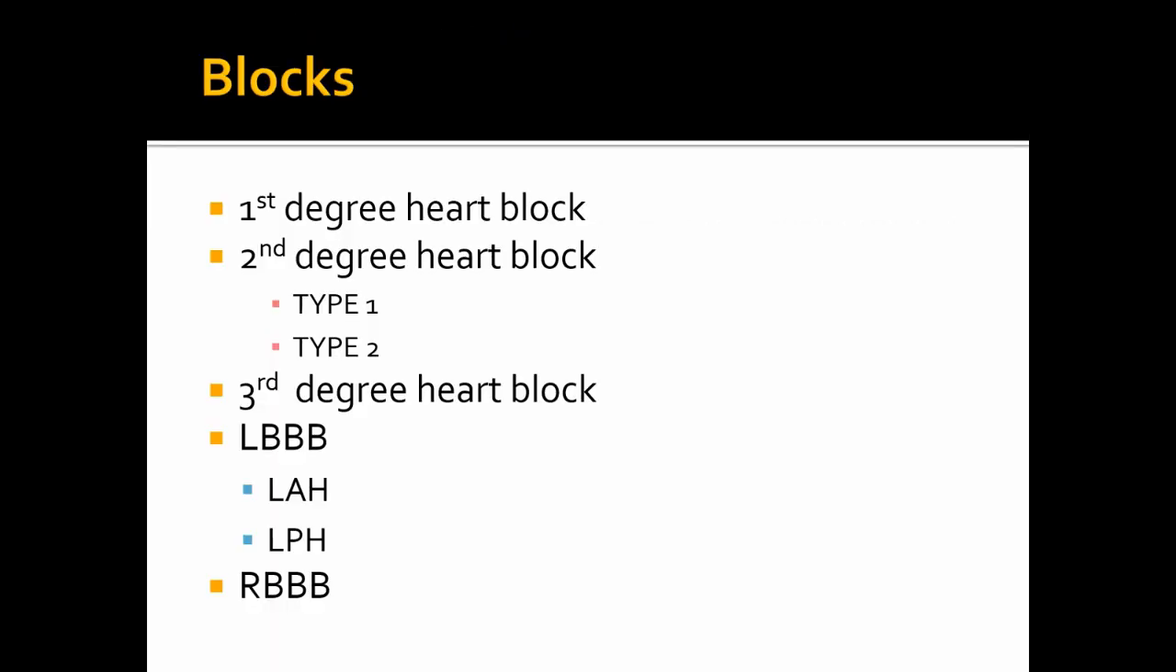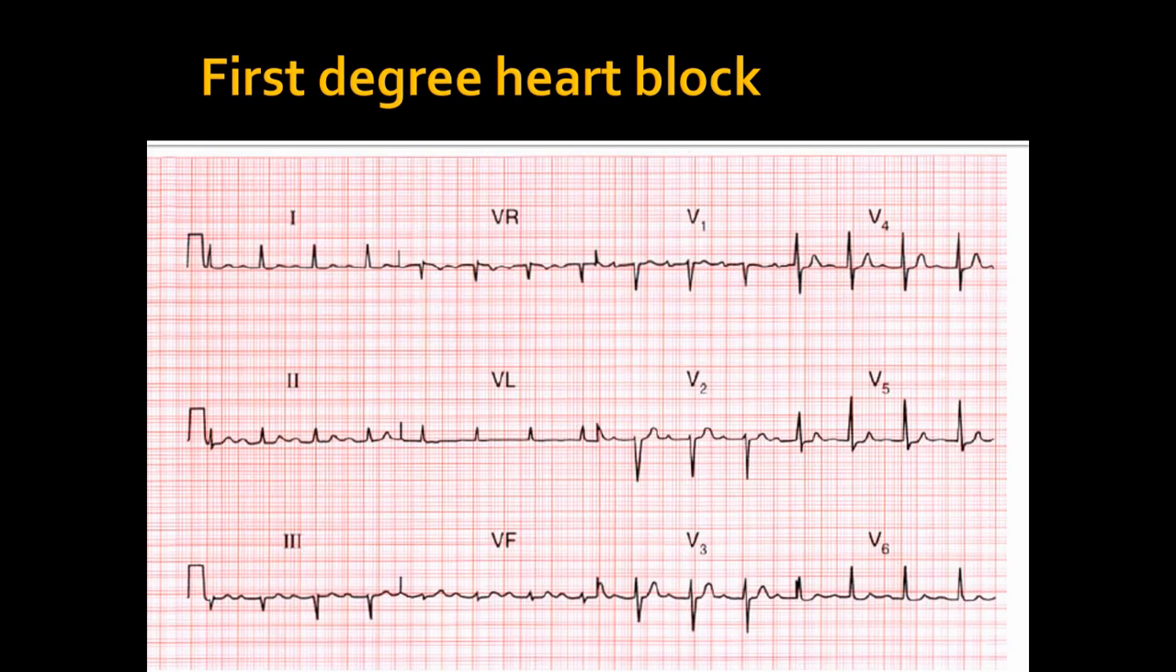So the next parameter we are going to have a look at is the blocks, कि कोई block तो नहीं मौजूद. So there are basically three blocks: first degree, second degree, and third degree heart block. इसके अलावा left bundle branch block होता है और right bundle branch block होता है. Left bundle branch block के आगे दो सब types हो सकती हैं: left anterior hemi block, left posterior hemi block, and complete left bundle branch block. So हम इन blocks को देखेंगे.